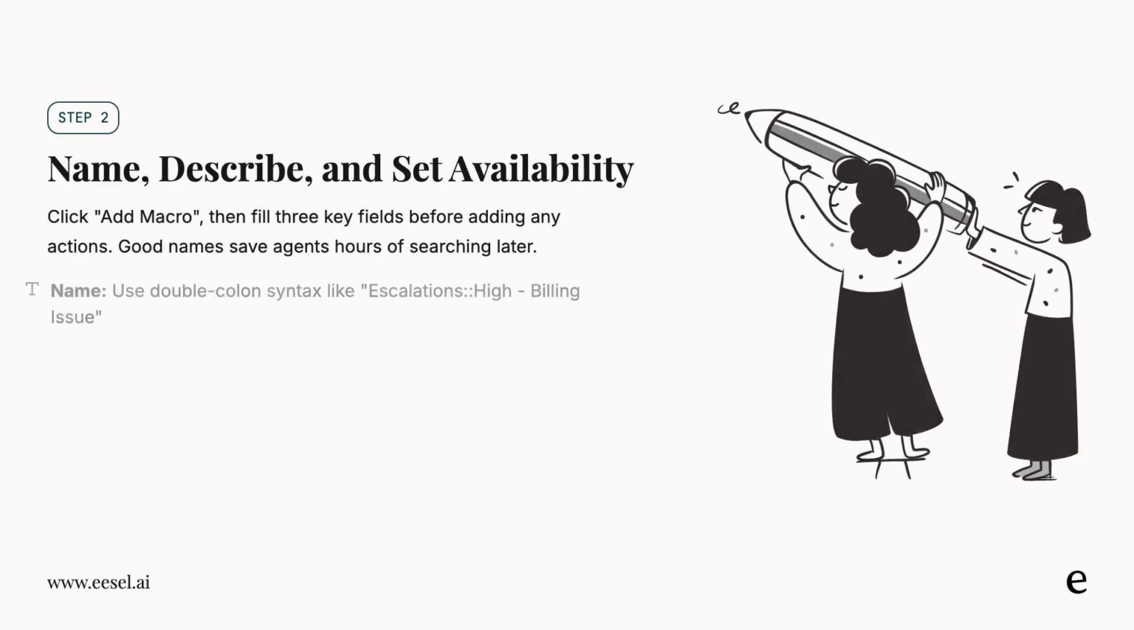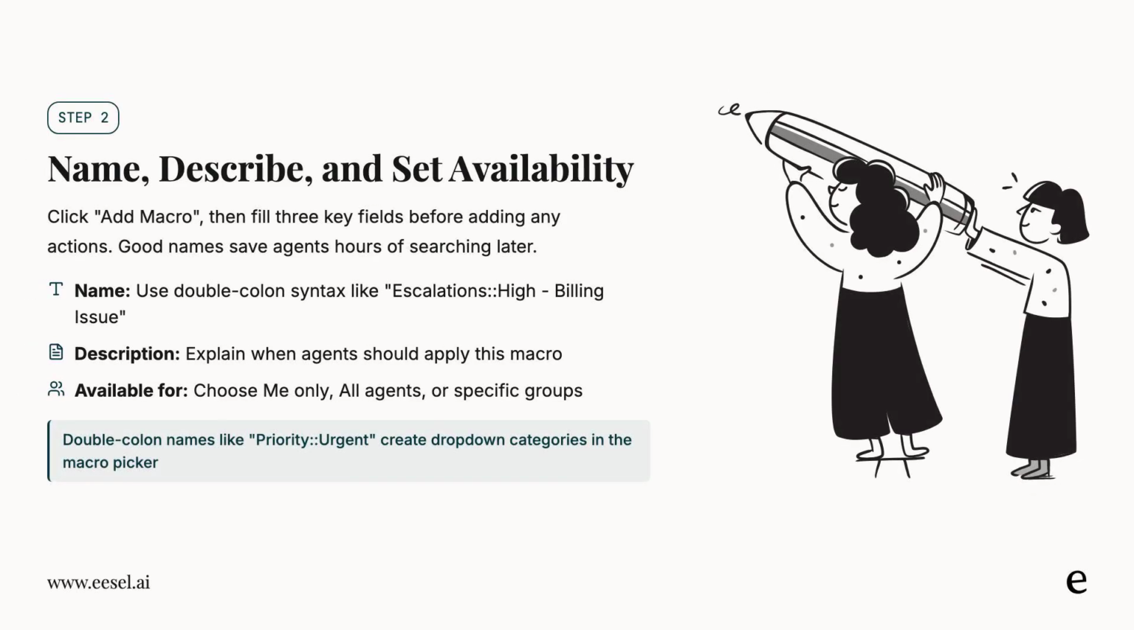Click Add Macro and fill 3 fields before adding any actions. The name matters most. Use double-colon syntax like escalations::high::billing issue. This creates drop-down categories in the macro picker, so agents find the right one without scrolling through 100 options.